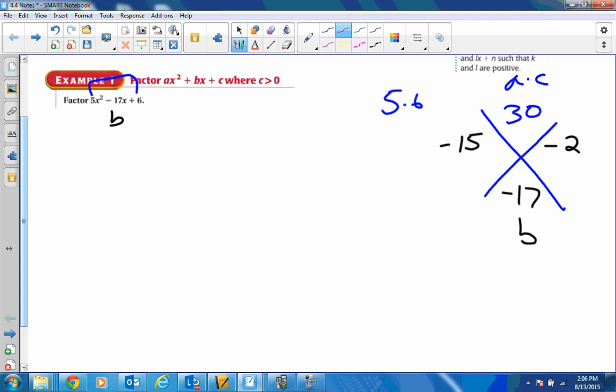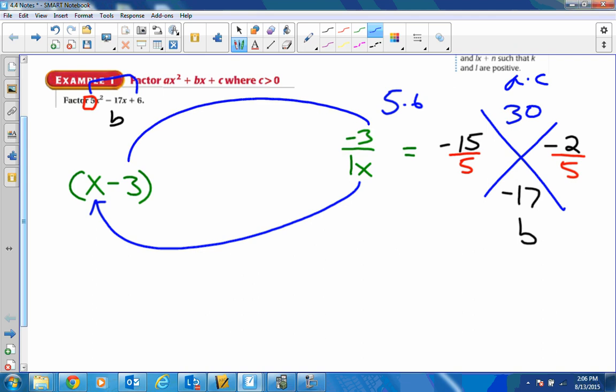Now, what we can do as a shortcut is take our a, whatever our a is, in this case it's 5, and divide each of those constants right here. If we can divide it, we're going to reduce it. So negative 15 over 5 reduces down to negative 3, because 5 goes into 15 3 times, over 1. We're going to slap an x with it, and that becomes x minus 3. So basically, this part goes first, and this part goes second.